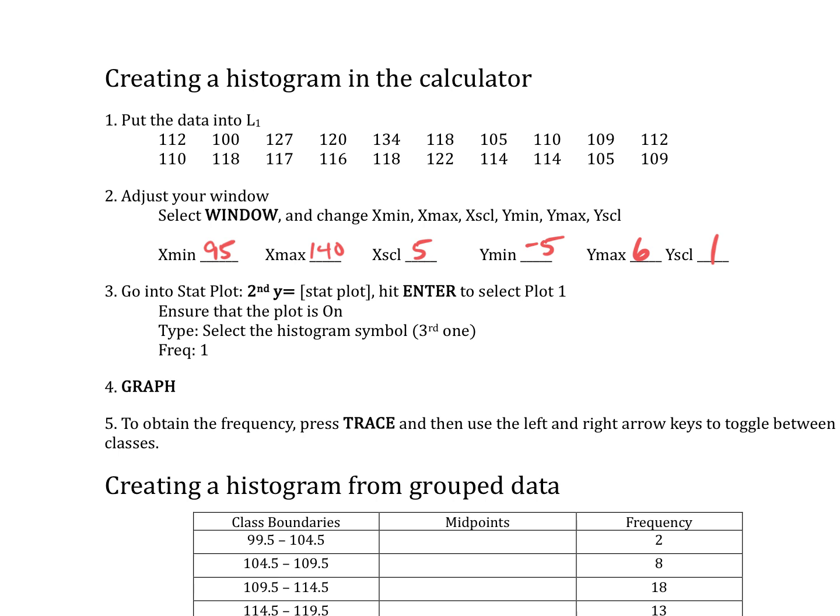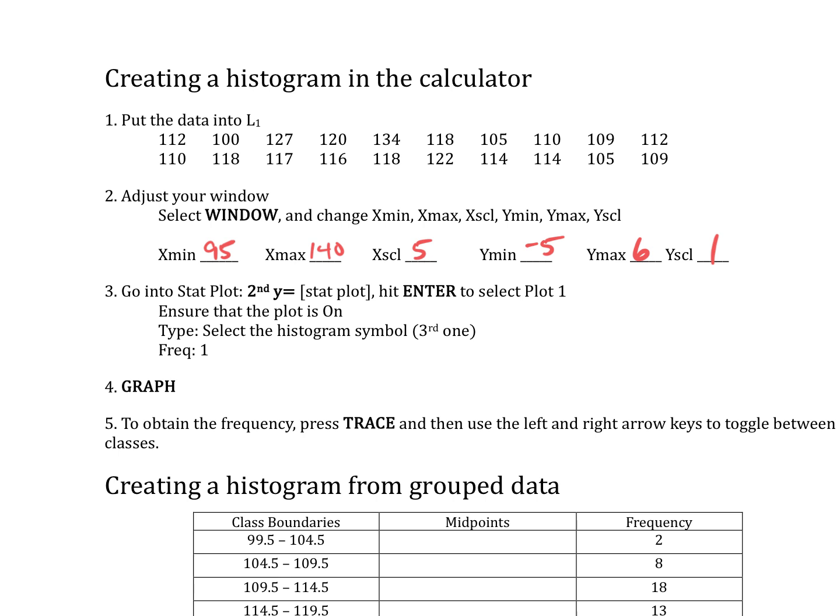So again, if you missed that, it's second Y equals and select plot 1. Turn on your plot down at your type. So the first one is a dot graph. The second one is a line graph. The third one is a histogram. So that's the one you want to choose. So make sure that that one's highlighted.